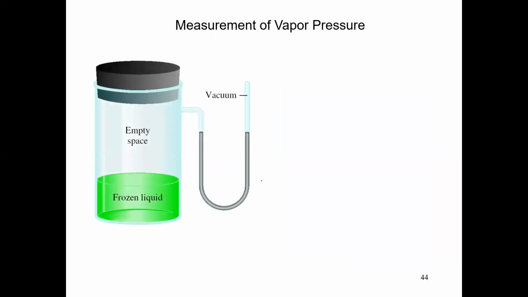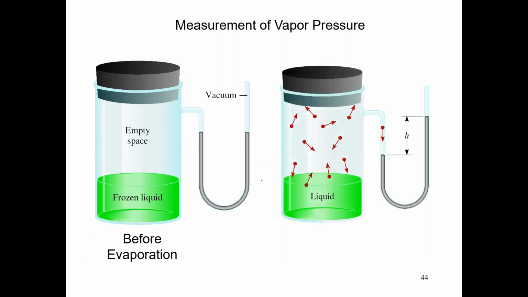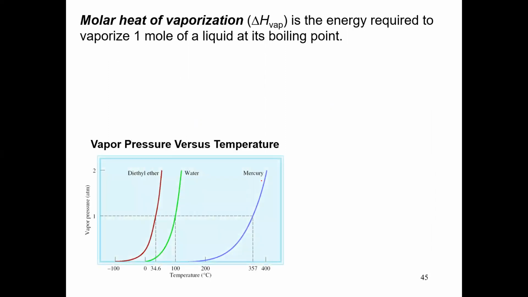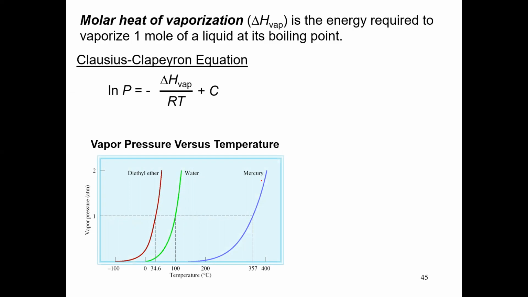Measurement of vapor pressure: this is an example here, before evaporation and then after. You can see the vacuum, and the previous slides showed those breakdowns. The molar heat of vaporization is the energy required to vaporize 1 mole of a liquid at its boiling point. There are a bunch of different examples with diethyl ether, water, and mercury again, and this uses a particular equation here.